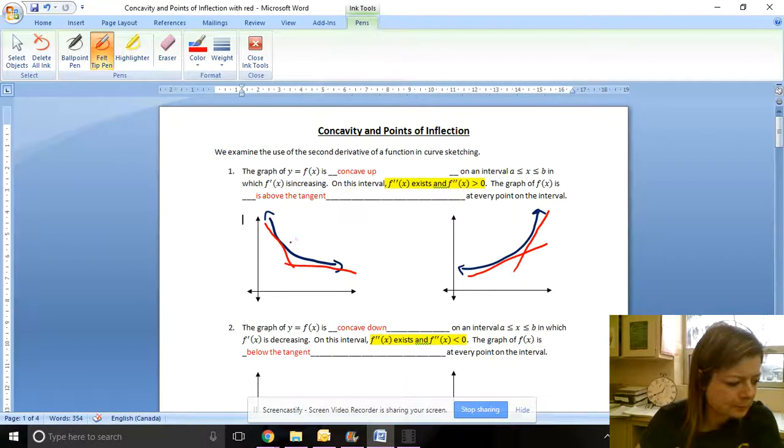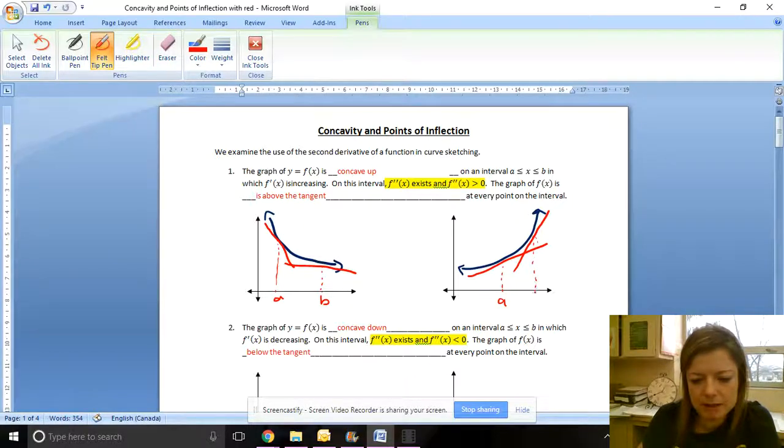In these sections, we'll call this point of tangency A, and this point of tangency B, and this point of tangency A, and this point of tangency B. So what is happening here? Let's go to the one on the right first. On this interval, from A to B, the slope of the tangent is increasing. Here it's more shallow, so that would be a low positive number, and here it's steeper, so that would be a higher positive number.